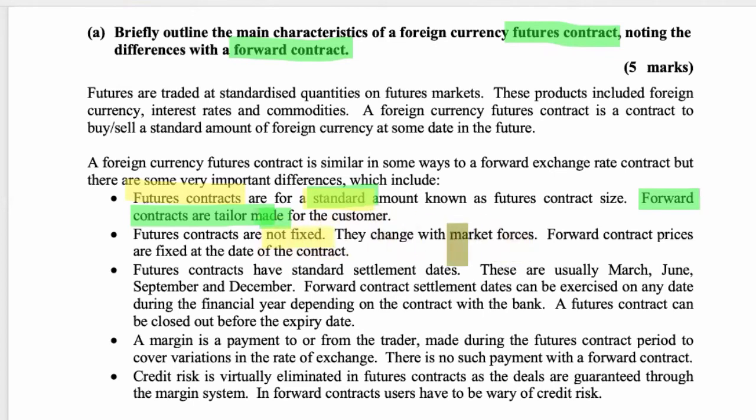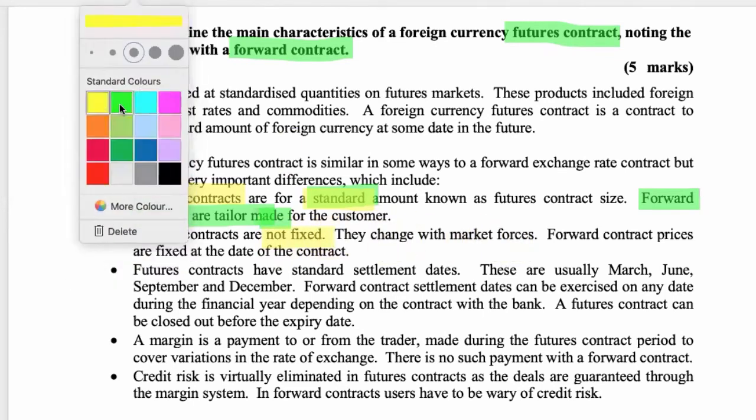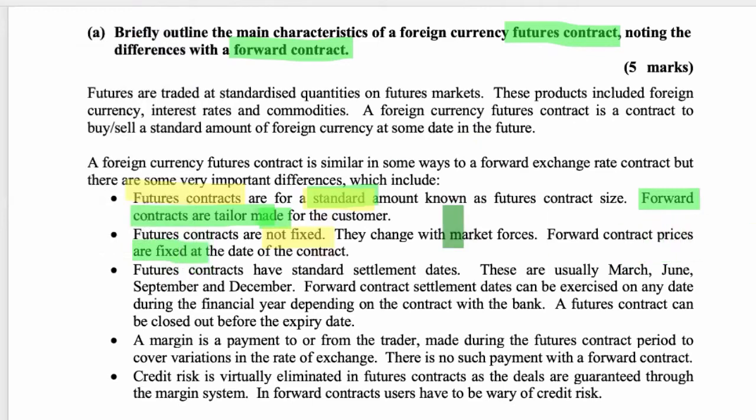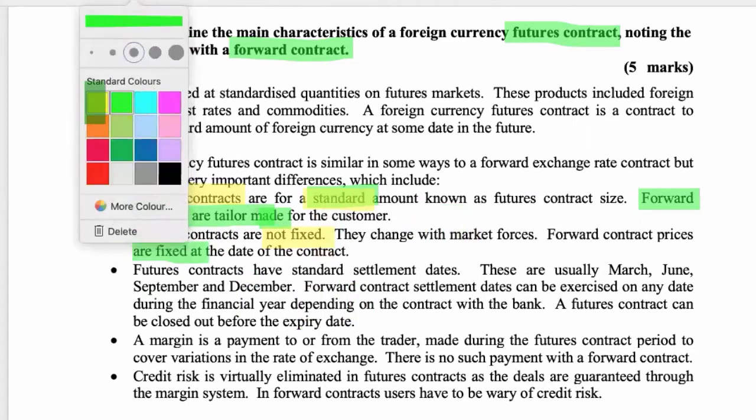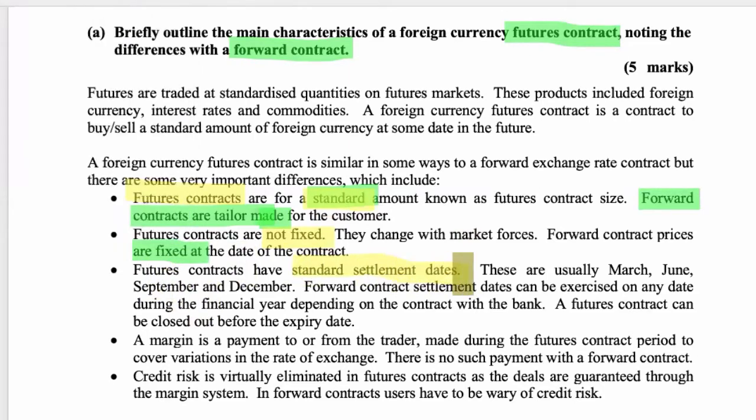They actually change with the market forces, whereas with the forward contracts, they are fixed. Okay, so forwards are fixed, so you can agree with the seller or the broker, and they won't change those prices. Another thing is with the futures contracts, they have standard settlement dates. I have here March, June, September, and December. They're standard dates for futures contracts for a lot of the commodities.